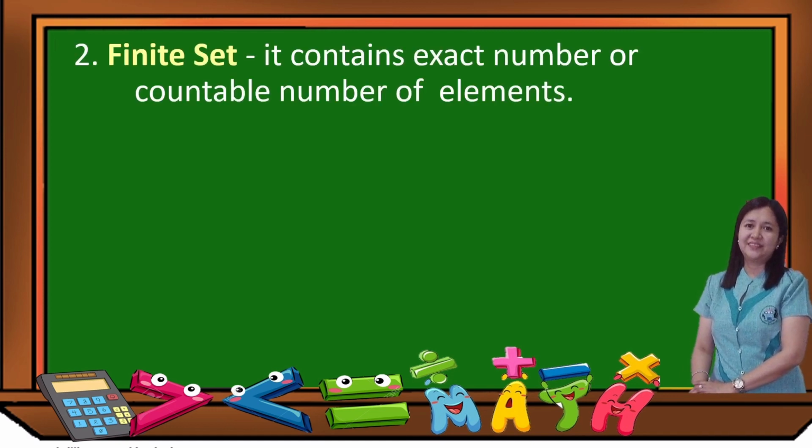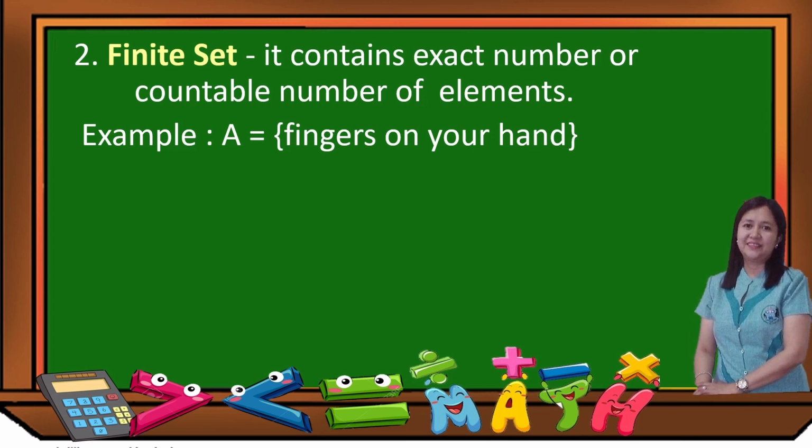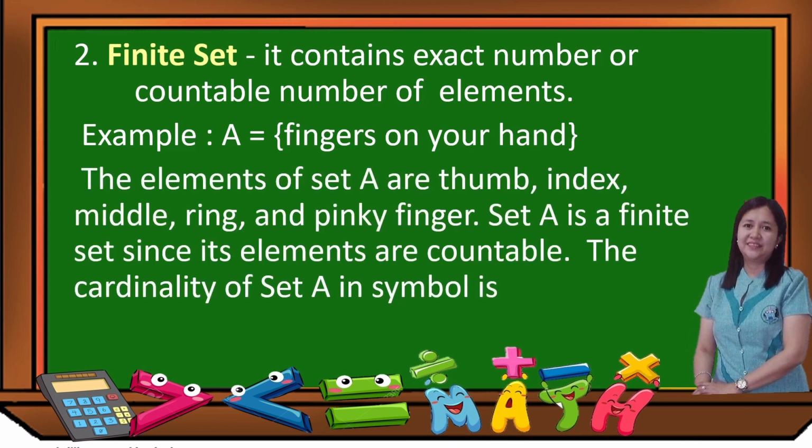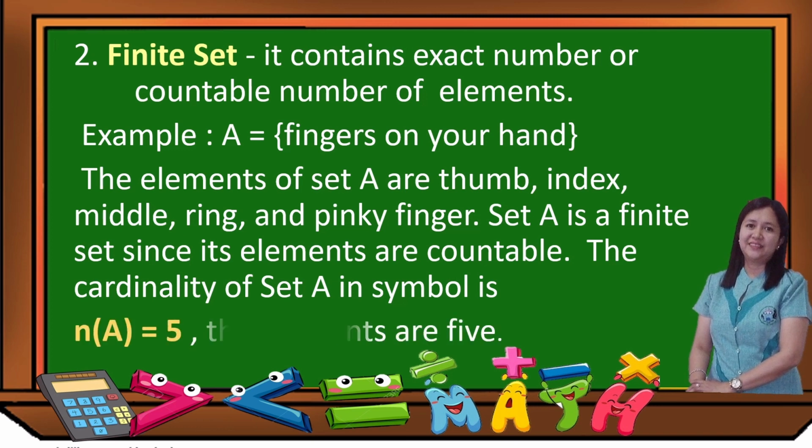How about finite set? It contains exact number or countable number of elements. Example, set A, fingers on your hand. The elements of set A are the thumb, index, middle, ring, and pinky finger. So set A is a finite set since its elements are countable. The cardinality of set A in symbol is n(A) equals 5. Why? Because the elements are 5. Did you get that? Good.